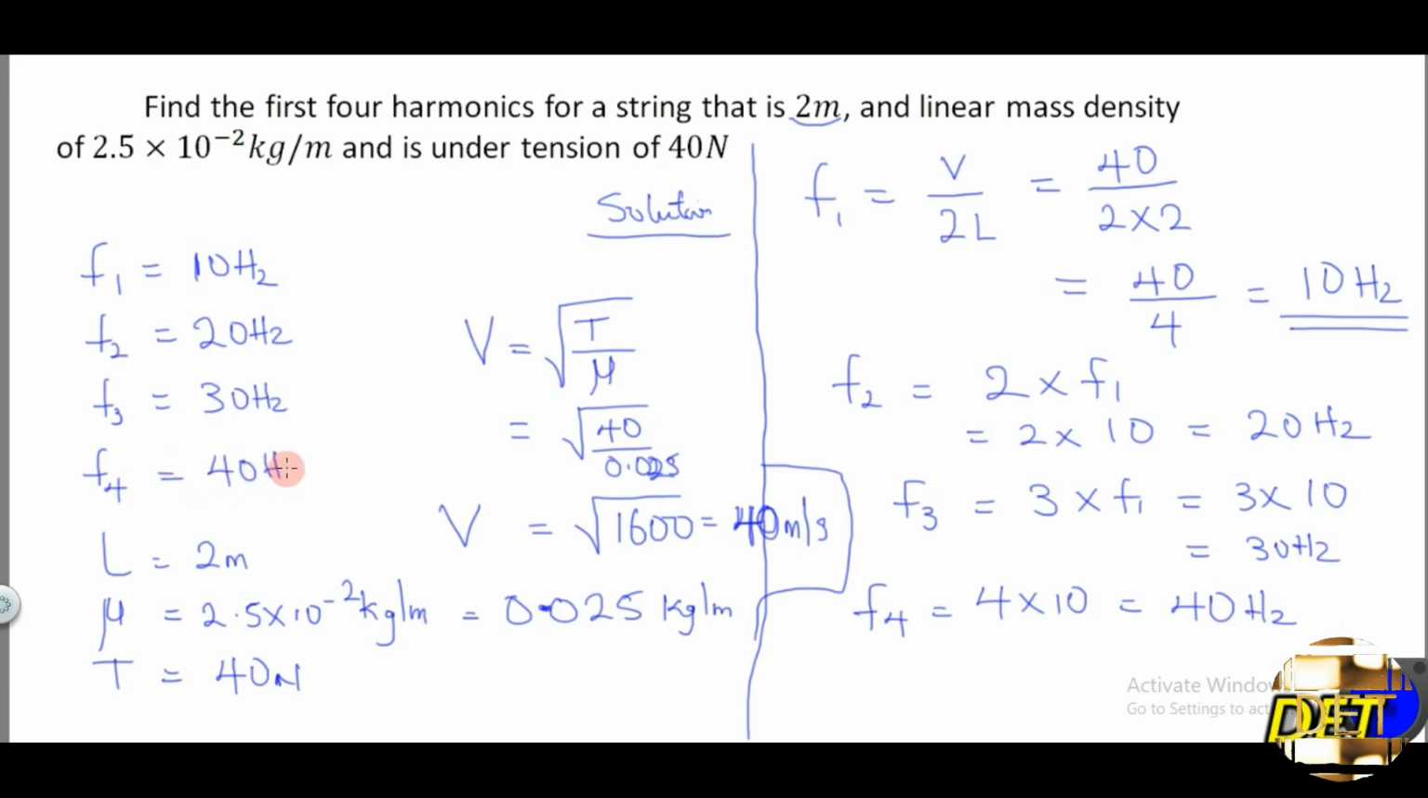So my fourth harmonic is 40 Hz, right? So the first harmonic, there is no overtone. Second harmonic is the first overtone. Third harmonic is the second overtone. Fourth harmonic is the third overtone, right? So this is a very simple and straightforward question, right?